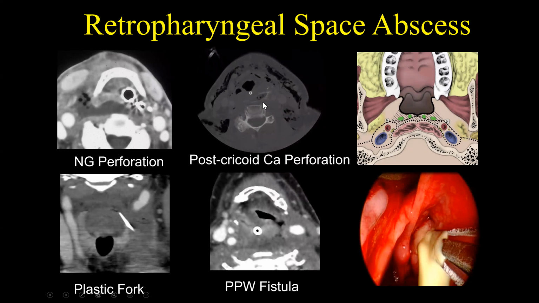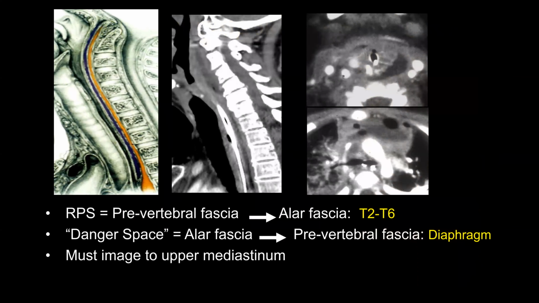There are several causes of abscesses involving the retropharyngeal space as associated with the hypopharynx. This was a patient that had a retropharyngeal space abscess from a nasogastric tube perforation. This patient unfortunately had the classic plastic fork break off and pierce the hypopharynx, causing an abscess. This patient had a retropharyngeal space abscess from a post-cricoid carcinoma perforation, and this patient had a retropharyngeal space abscess from a posterior pharyngeal wall fistula. So these are all causes of retropharyngeal space abscesses from primarily hypopharyngeal pathology.